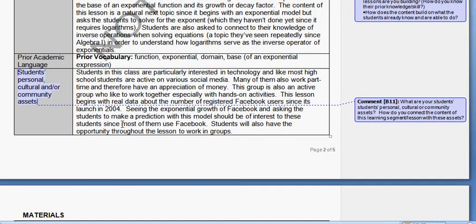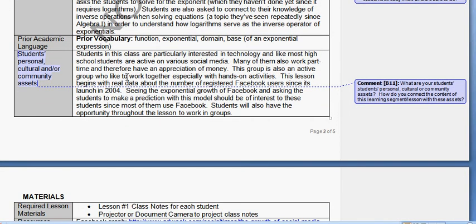my sort of mock students, what I said was that the students in this class, and this is not a big stretch here, are particularly interested in technology, and like most high school students are active on various social media, right? So that's a pretty common feature of a class that you could have. Many of them also work part-time and therefore have an appreciation of money. So you really want to be thinking about, what are my students interested in? Do they like sports? Do they work after school? If they do, what kind of jobs do they have? Do any of them work with a special type of population of students?